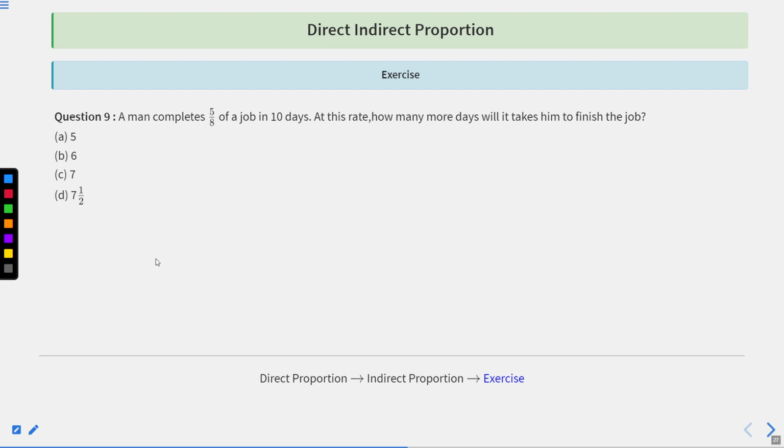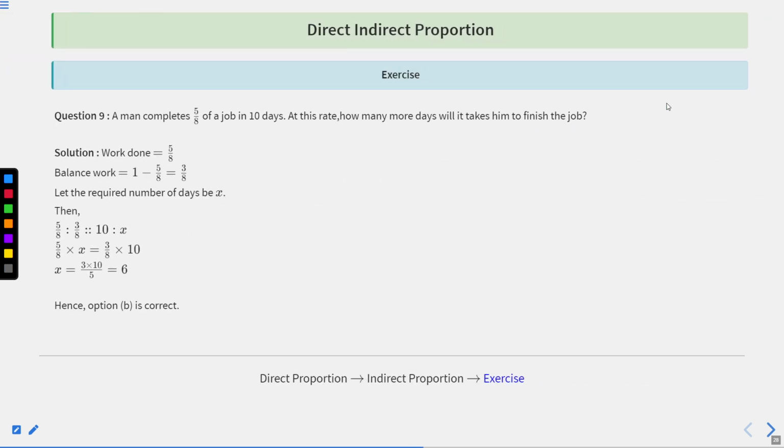Question number 9. A man completes 5 upon 8 of a job in 10 days. At this rate, how many more days will be required to finish the job? Solution. So work done is equal to 5 upon 8. So if the total work is 1 and he has completed 5 upon 8 out of it, how much work is remaining? So the balance work will be given by 1 minus 5 upon 8, that is 3 upon 8.